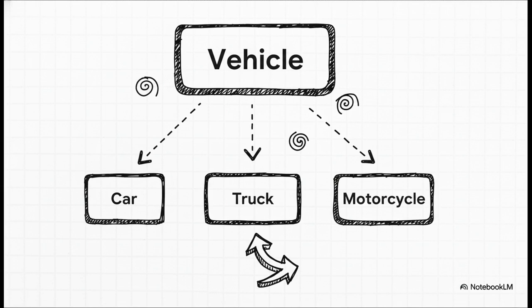The huge win here is reusability. You write the code for has wheels and can move once in the Vehicle class, and both Car and Motorcycle get it for free. You only have to add what's unique to them.